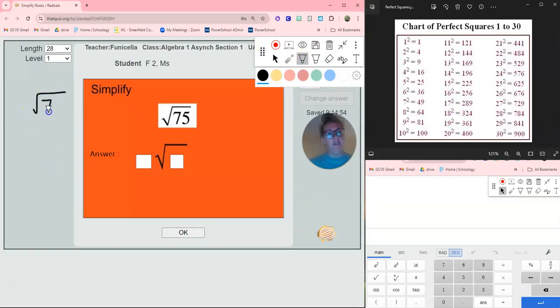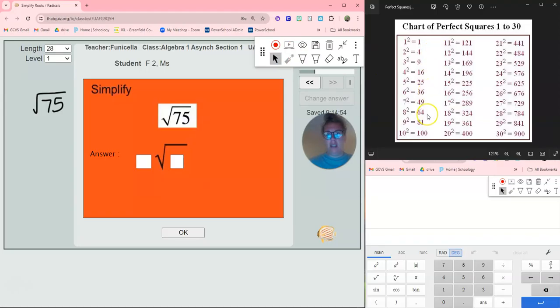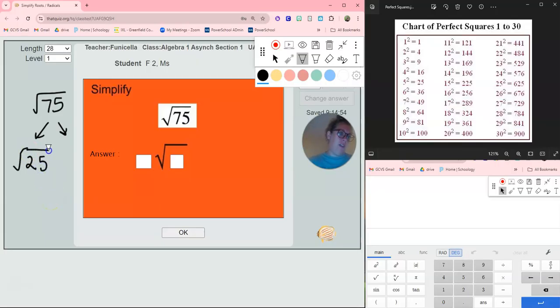Square root of 75. When we look at our square root list, I do not see 75, but I know that 25 multiplies to 75. So we can split this up as the square root of 25 times the square root of 3. The square root of 25 is 5, so we get 5 root 3.